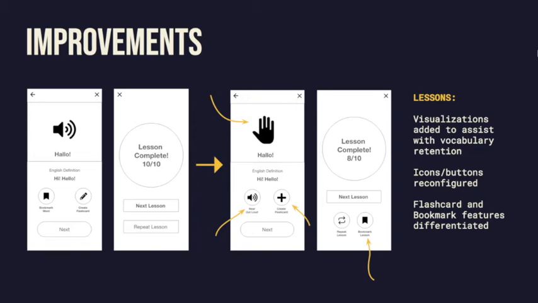Users were also unsure of the difference between creating a flashcard and creating a bookmark. So in order to differentiate these features, I placed them on different screens. Now users can save words or phrases as flashcards, and they can bookmark entire lessons.